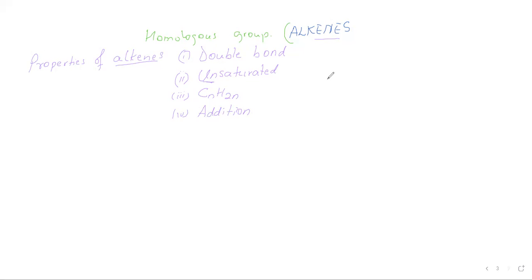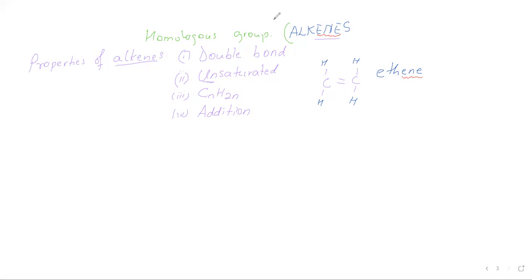The simplest one of this group of compounds is this: I have hydrogen there, hydrogen here, hydrogen here. Carbons are 2, 2 times 2 is 4, so 4 hydrogens. And this is called ethene.